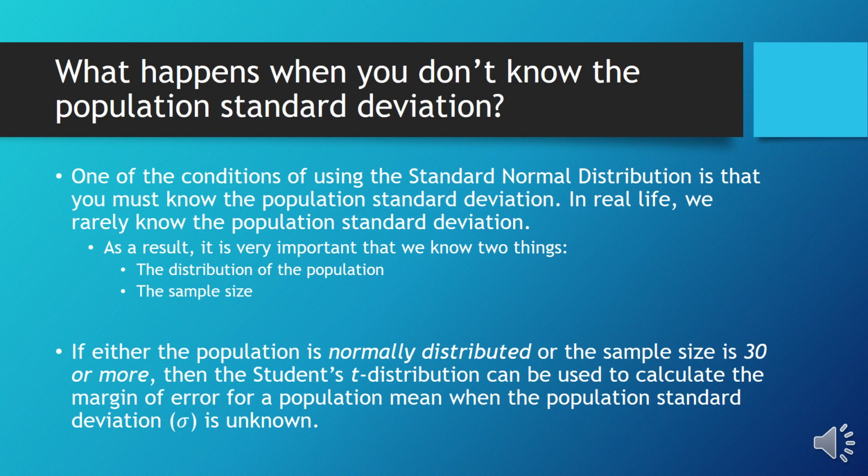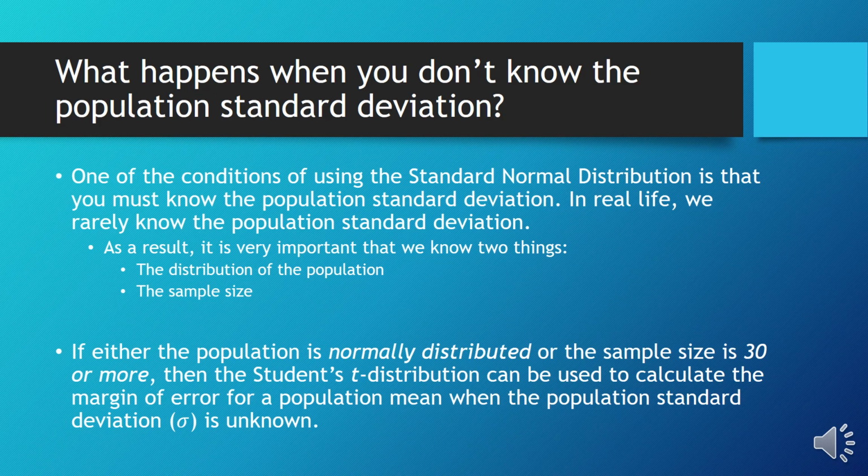So as a result, it's important that we thoroughly explore the next part of this section, which is exploring the case of when we don't know the population standard deviation. In that case, it's very important that we know two things: the distribution of the population and the sample size. If either the population is normally distributed or the sample size is 30 or more, then we can use the student's t-distribution to calculate the margin of error for the population mean when the population standard deviation sigma is unknown.